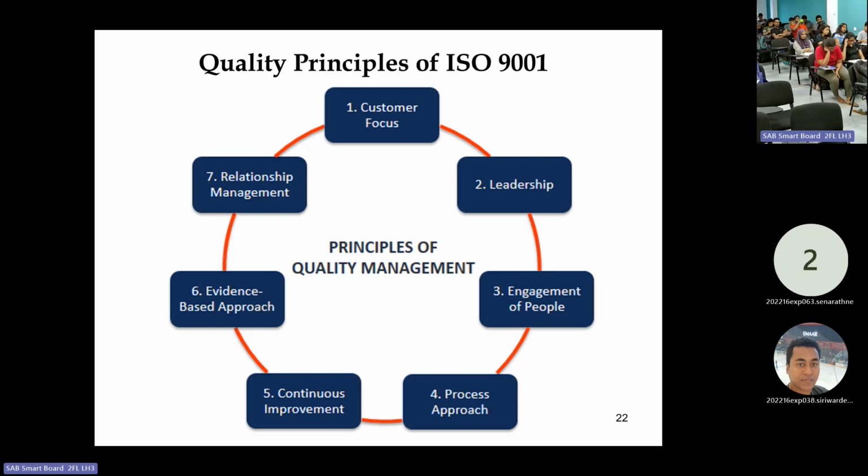Modern quality management efforts are based on these principles. In fact, the main elements of the ISO framework are also based on these principles. We call them the quality principles of quality management efforts: customer focus, leadership, engagement of people, process approach, continuous improvement, evidence-based approach, and then of course relationship management. Those are the main principles of quality management, meaning quality management systems and efforts are based on these basic principles.